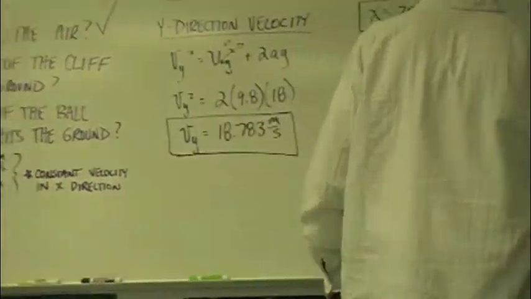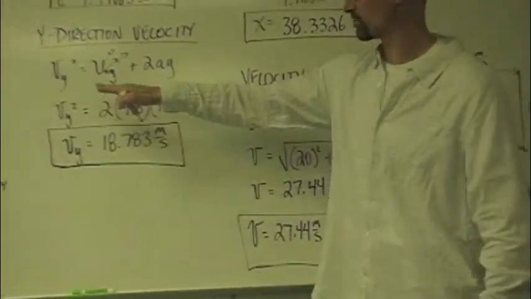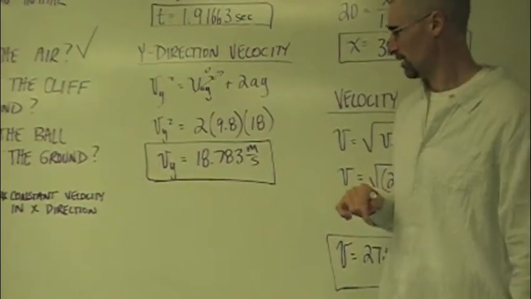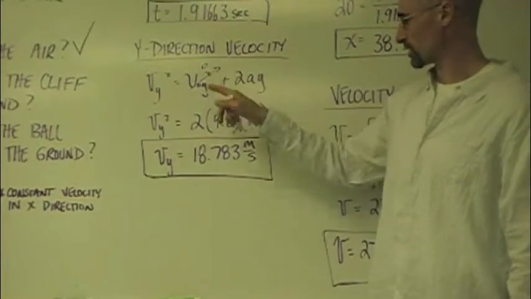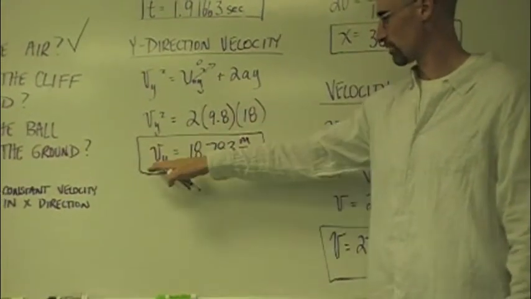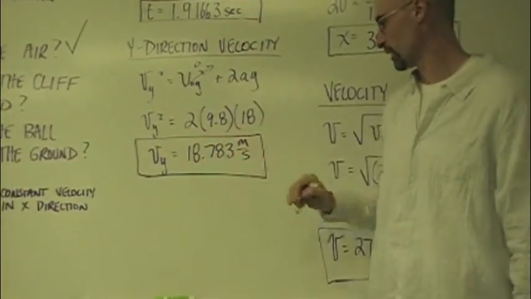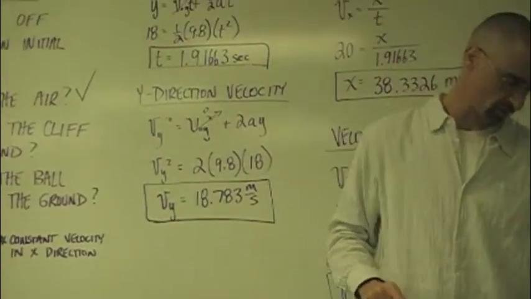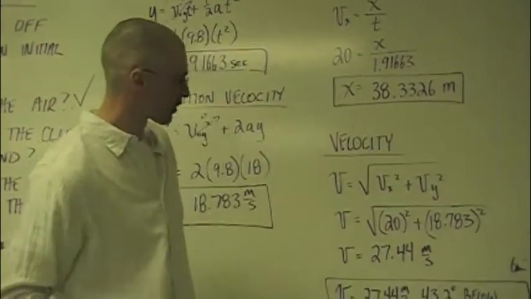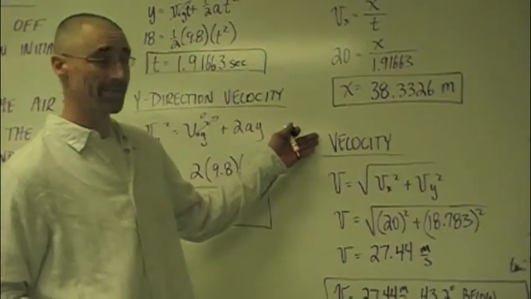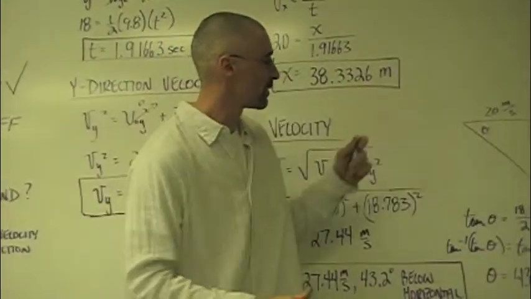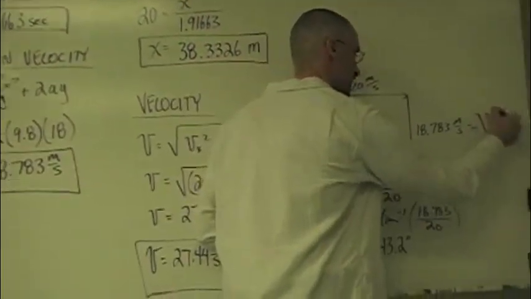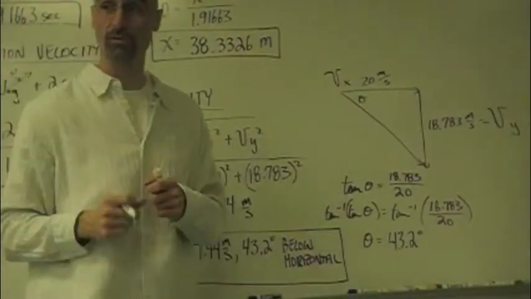So we choose the kinematic equation that looks like this. Vy squared equals v naught y squared plus 2ay. V naught y goes to 0, so we plug it in there. We solve for a y velocity of 18.783 meters per second. Okay, and then guys, I'm going to switch over here because I can't get over in the corner there. If we want to find the velocity, we know this is 20. This is Vx, which is 20. And we know this is Vy, the instant before it hits the ground.